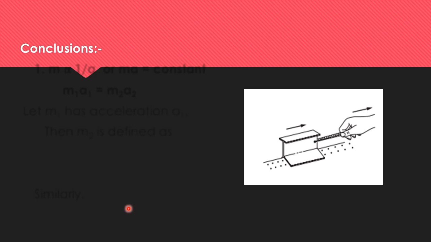Now, what conclusions do we arrive at from the experiments we did? First, mass is inversely proportional to acceleration, M proportional to 1 by A. That means when mass increases, acceleration decreases, or when mass decreases, acceleration increases. Or we can say it in equation form as M into A, mass into acceleration, is equal to a constant. This is the first conclusion we derive from the experiments we did earlier.